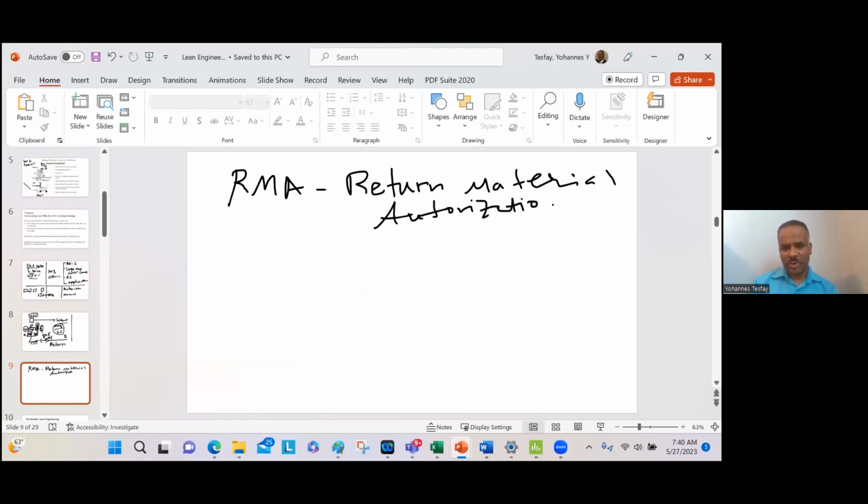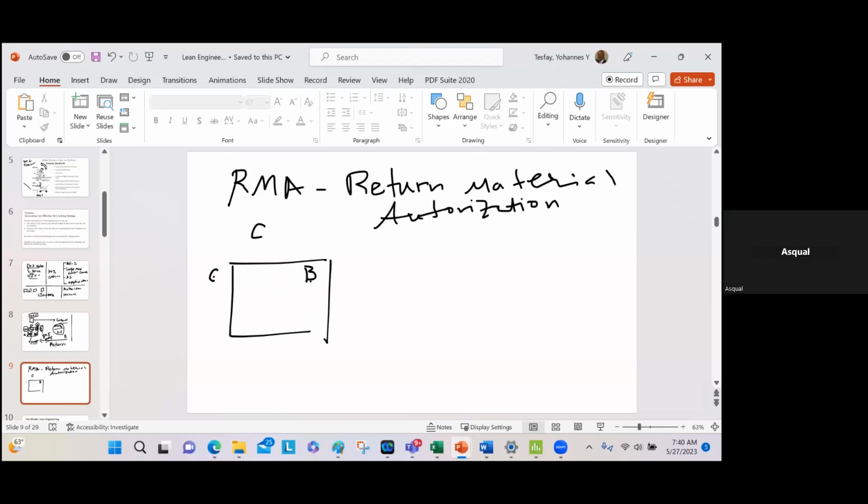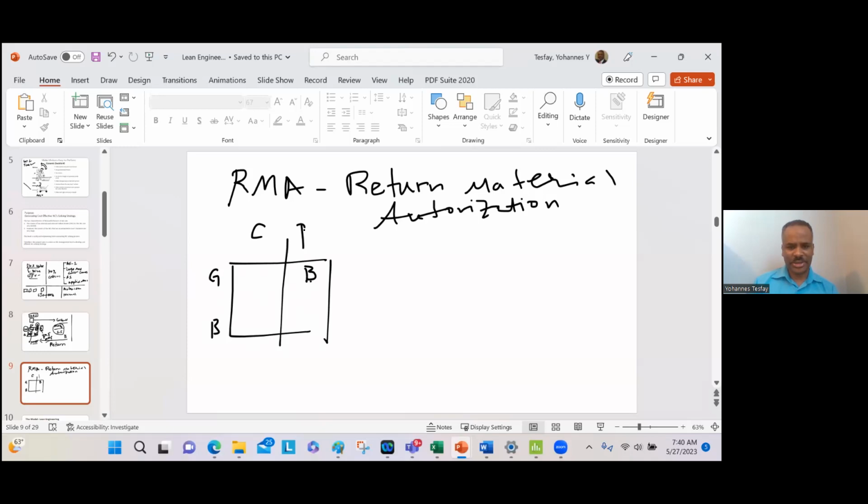So what do I do there? The customer sends to me bad. Okay, the customer says, here is a part, they said bad. Then I'm going to look at it. That could be either good or bad for me. So what I'm going to do is retest.